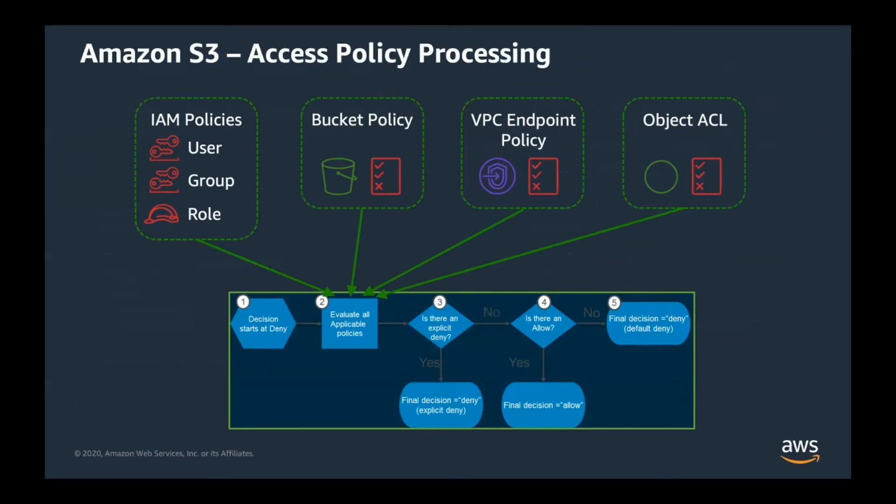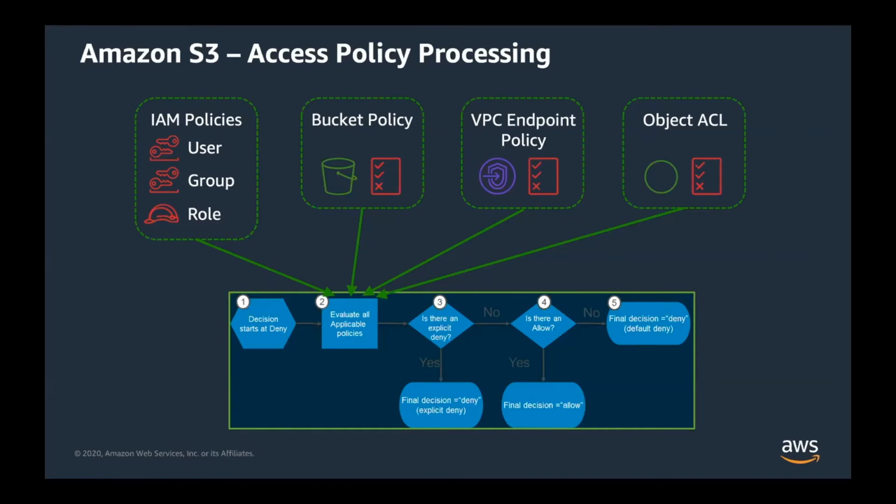How does one then understand, given that you have these 5 different ways of limiting access, how we actually evaluate whether a particular resource would have access for a particular object? The way we analyze and process our access policies is by first denying access as our default. Then we evaluate all of our applicable policies. So in the case of S3, we look at IAM policies, bucket policies, VPC endpoint policies, and object ACLs.